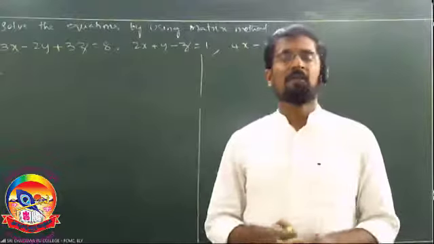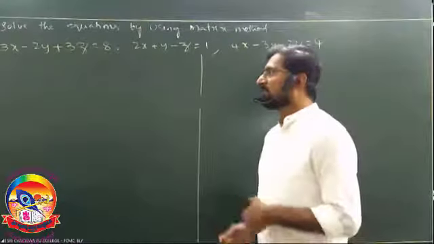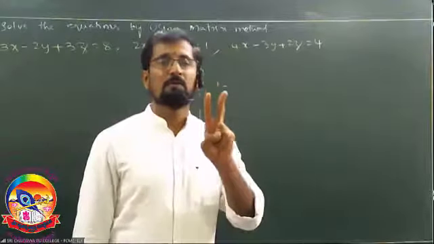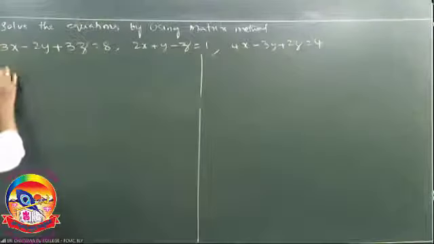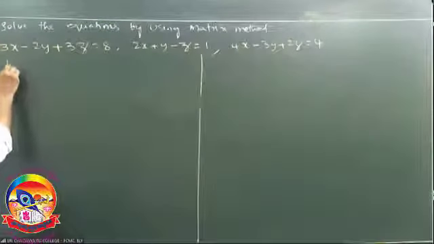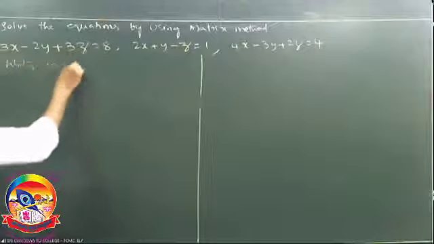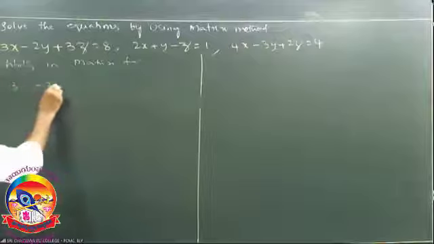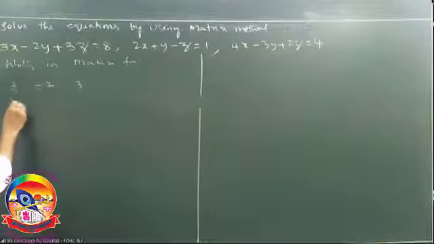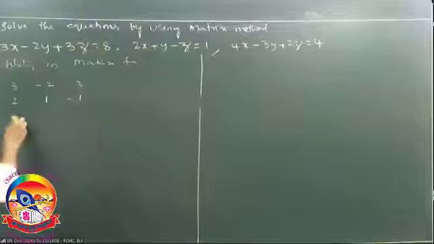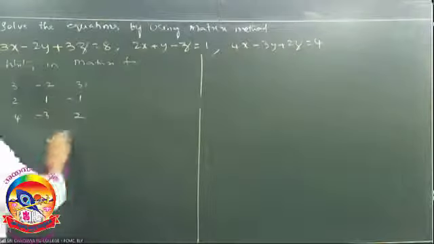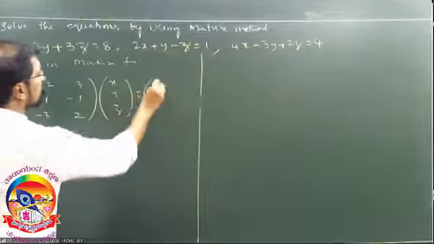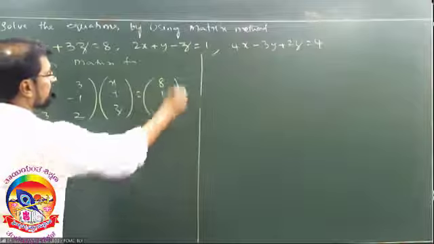Let me proceed in the same way. First of all, I am writing this. Observe this keenly. I am going to repeat this 2 times. Writing in matrix form: 3, minus 2, 3; 2, 1, minus 1; 4, minus 3, 2; times x, y, z is equal to 8, 1, 4.